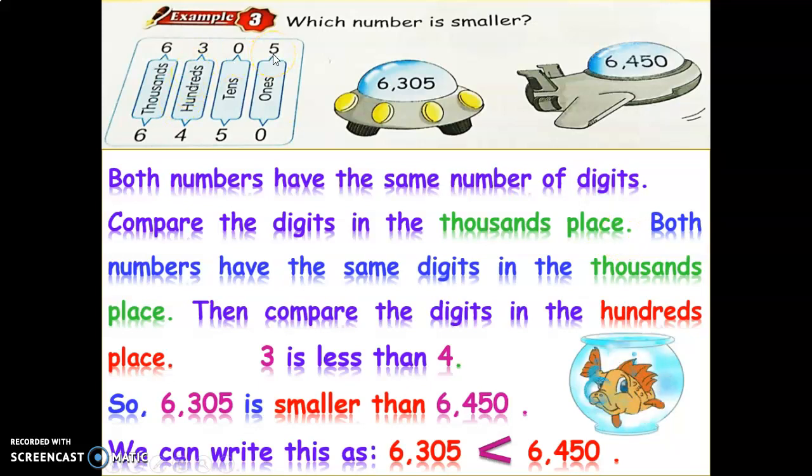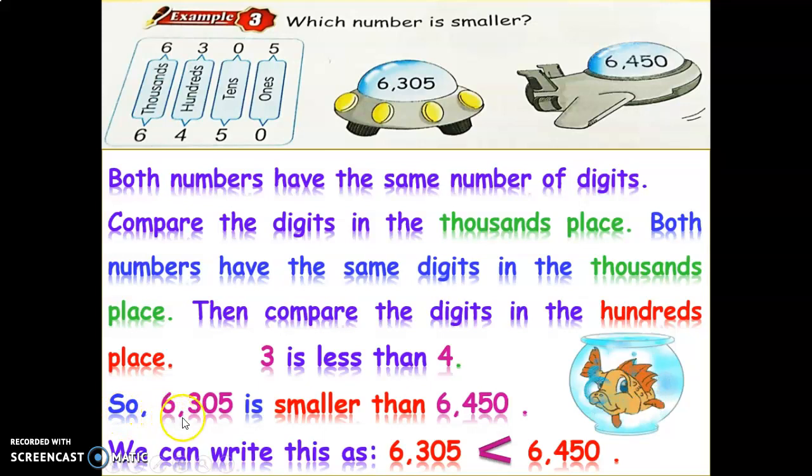So for ones place, it's 5 and 0. Tens place, 0 and 5. Hundreds place, it's 3 and 4. And thousands place are both number 6. Both numbers have the same digits in the thousands place. That's the number 6. So what we will do is we have to compare the digits in the hundreds place. From here we can see that 3 is less than the number 4.